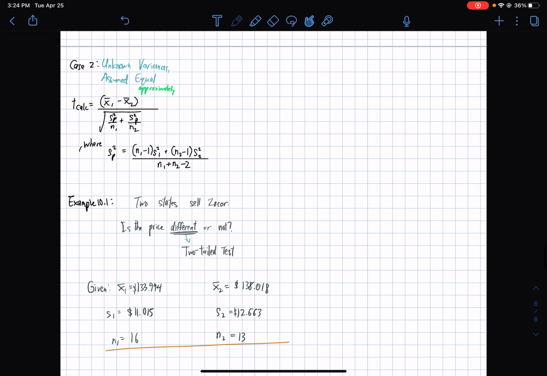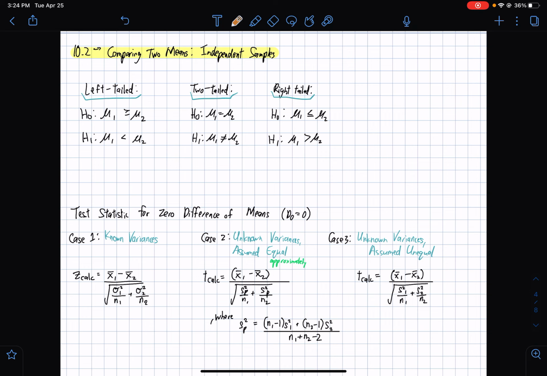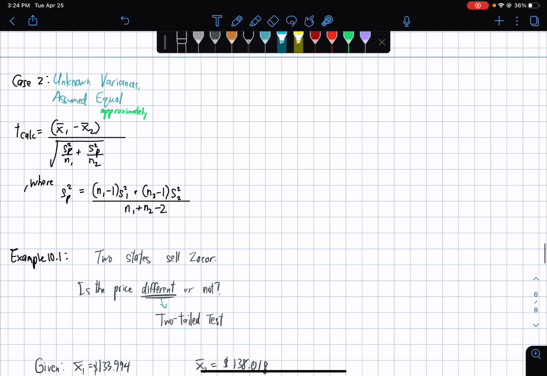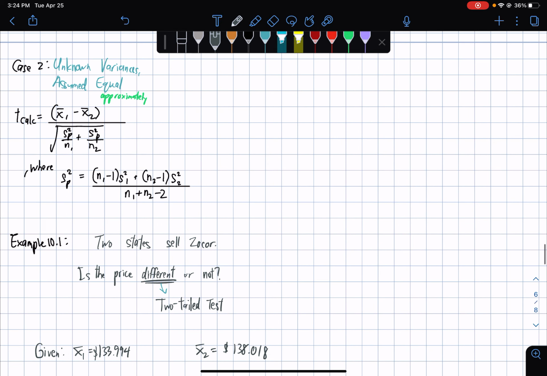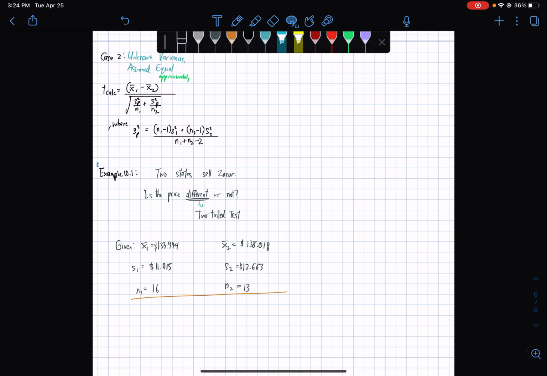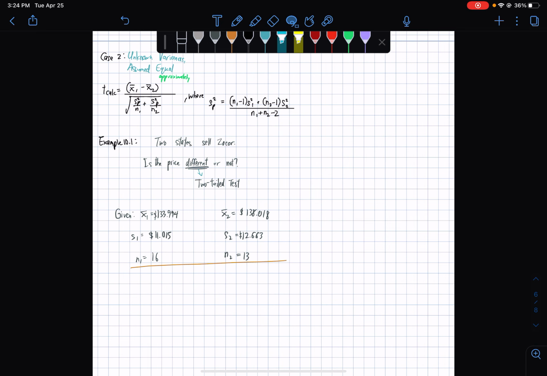Okay, this is case 2 of comparing two means, independent samples. Let's do one example. Don't have to memorize the formulas, but it's best that you familiarize yourself with them. Save space, because this is going to be a lot.